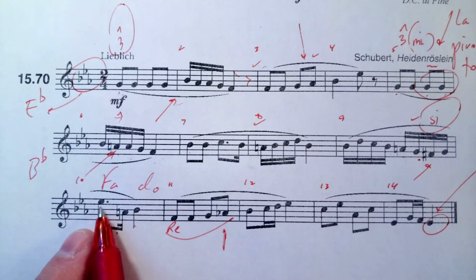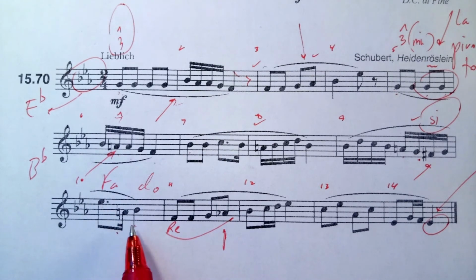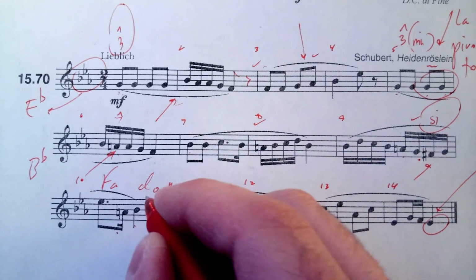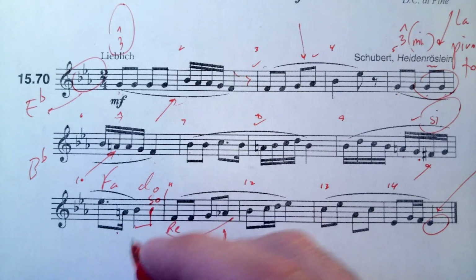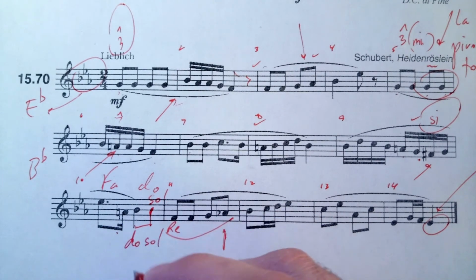So if we shift here, let's go back to this note. Fa, ti, do. What would this note, do, be in the old key of E flat major? It would be a sol. So here, we're going to rearticulate this do to a sol as eighth notes, and make this the pivot tone, where we shift back into the key of E flat major.